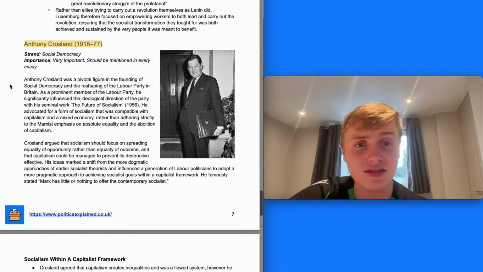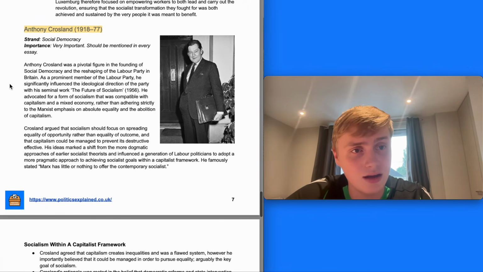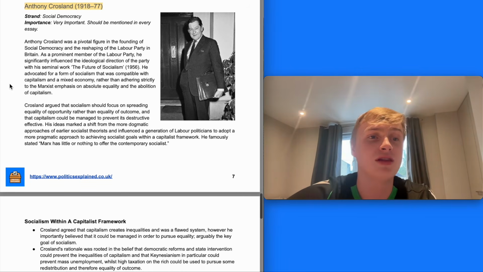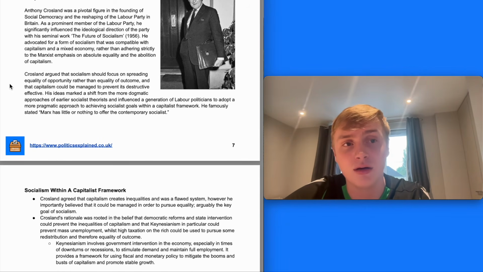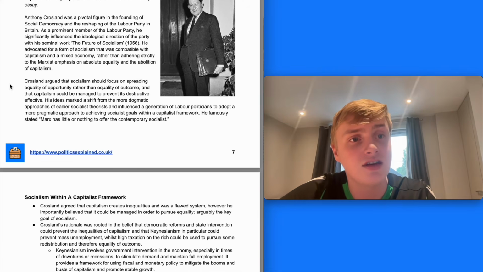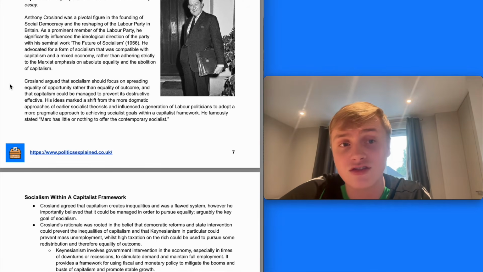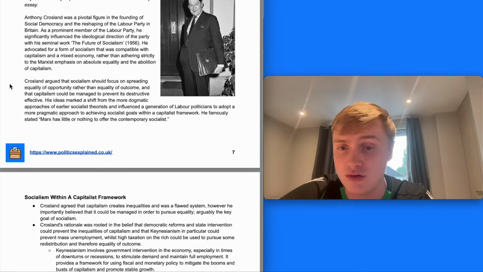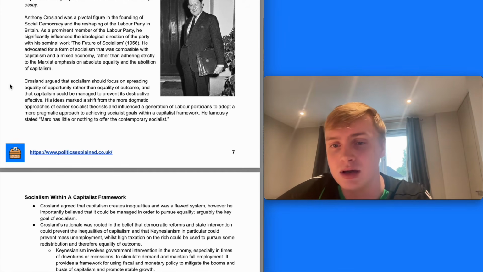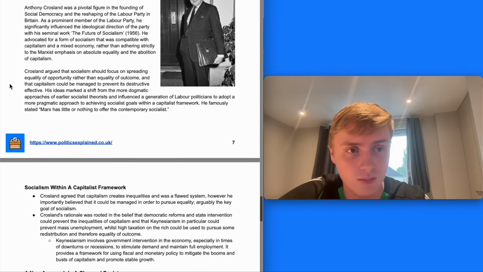Anthony Crosland is the next thinker, and he's the key social democratic thinker. He was pivotal in the founding of social democracy and the reshaping of the Labour Party in Britain. So he significantly influenced the ideological direction of the party with The Future of Socialism, which was his key work, that advocated for a form of socialism that was compatible with capitalism and for a mixed economy, rather than strict adherence to Marxism, as revolutionary socialists argued for.